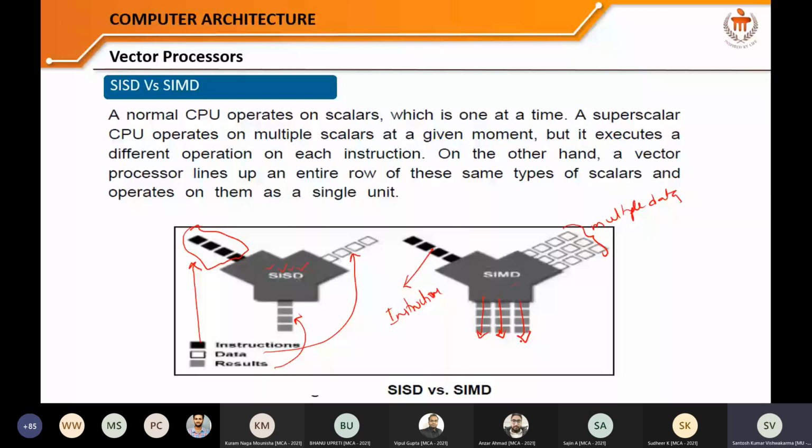A normal CPU operates on scalars, one at a time, but a superscalar CPU operates on multiple scalars at a given moment, though it executes different operations on each instruction. Otherwise, in the second part, a vector processor lines up an entire row of these scalars, and obviously you have seen that we can have multiple results also. Learners, we will explore much more in the subsequent units in the next online session, that is SIMD.